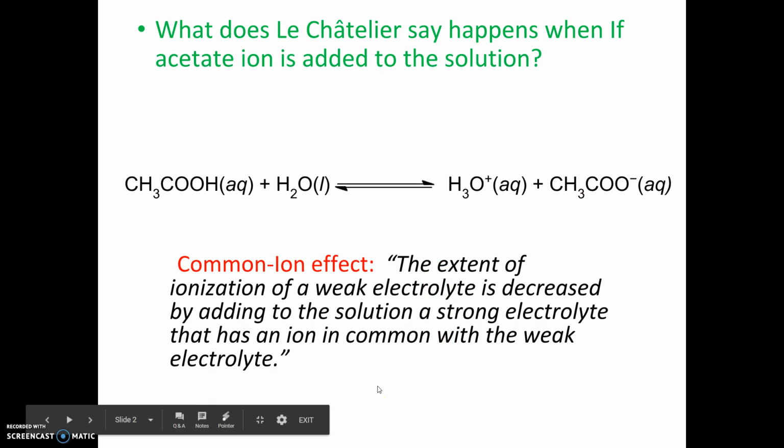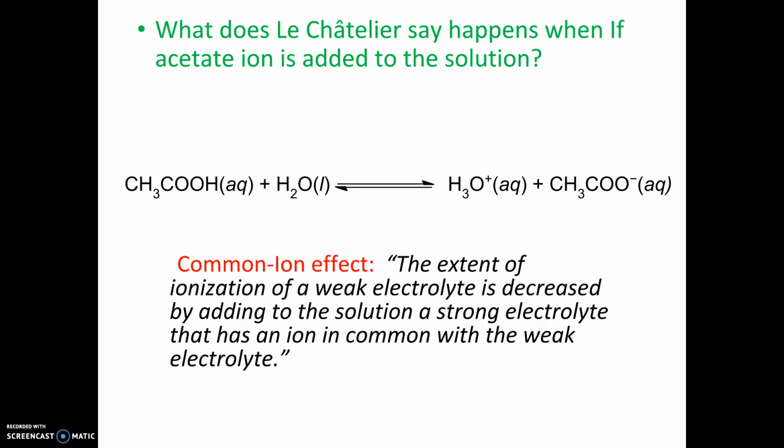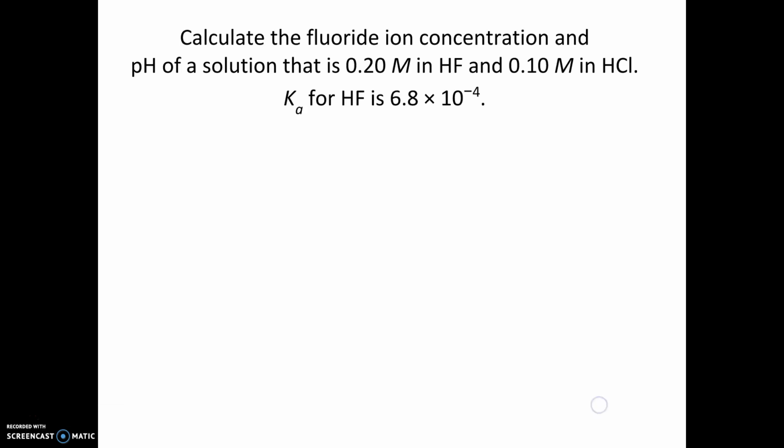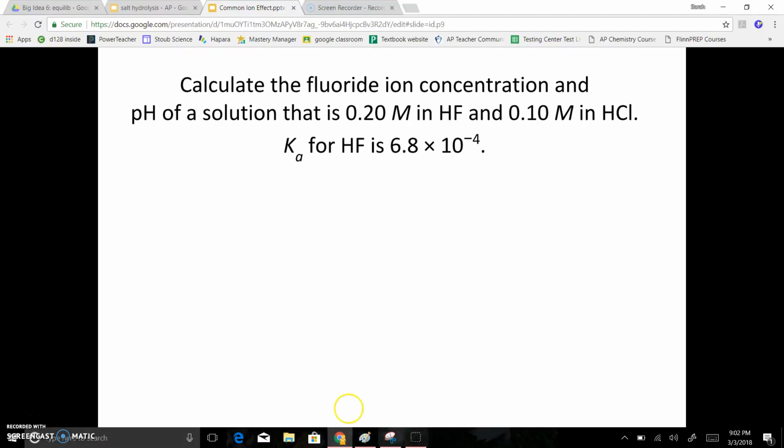The textbook would use these words: the common ion effect. The extent of the ionization of a weak electrolyte is decreased by adding to the solution a strong electrolyte that has an ion in common with a weak electrolyte. That's a lot of words. To me, I wouldn't memorize that definition, but you go for it if it works for you. I think just applying Le Chatelier's principle, again, just in this case to Ka instead of saying KSP, is a lot easier. Okay, so I'm going to take that kind of idea about having equilibrium and shifting it with this problem.